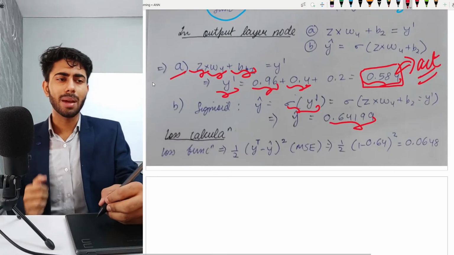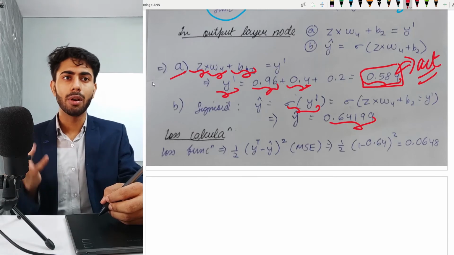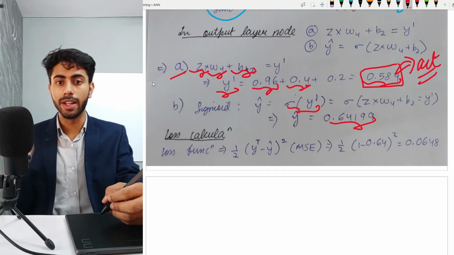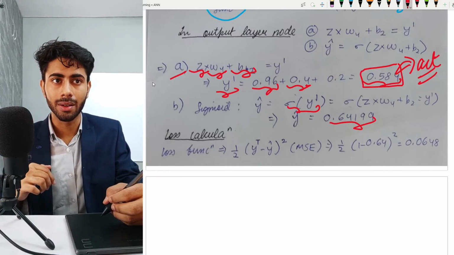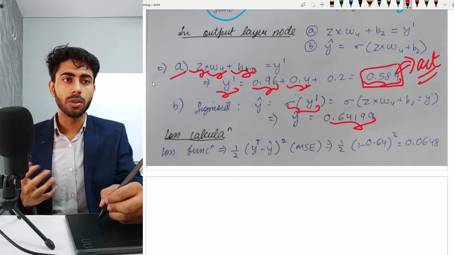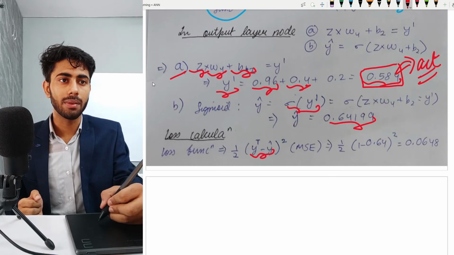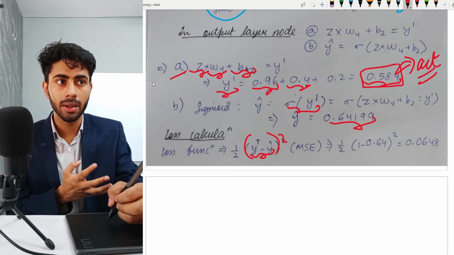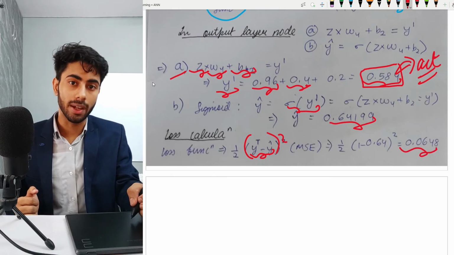To calculate the loss, I'm using the simplest loss function, mean square error. Again, for neural networks, there are multiple loss functions that I'm going to discuss later on, but for the sake of simplicity, here I am discussing mean square error. I subtract my actual from the predicted, take the square of that and divide it by 2. This is simply what we do in mean square error, and after that I'm getting an output of 0.0648.